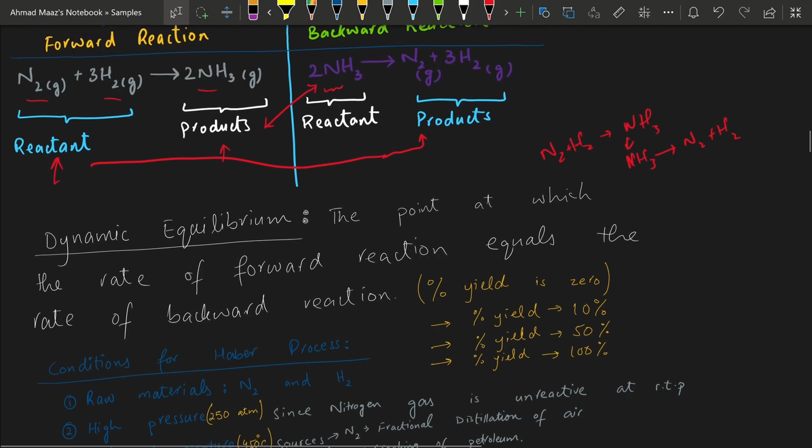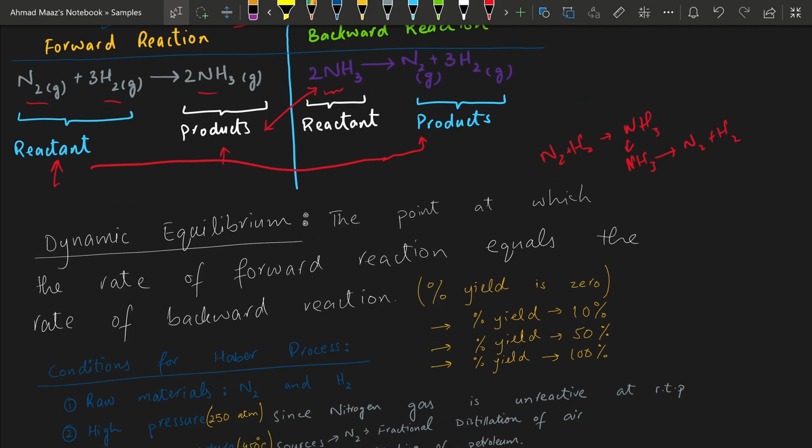Now what happens is there comes a point where the rate of forward reaction equals the rate of backward reaction, which means that the amount of ammonia that is being produced is equal to the amount of ammonia that is being decomposed. So a dynamic equilibrium is reached. Dynamic equilibrium is the point at which the rate of forward reaction equals the rate of backward reaction.